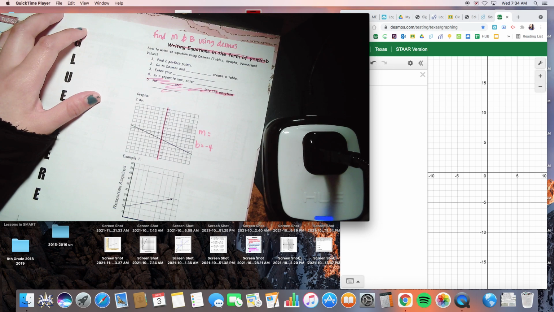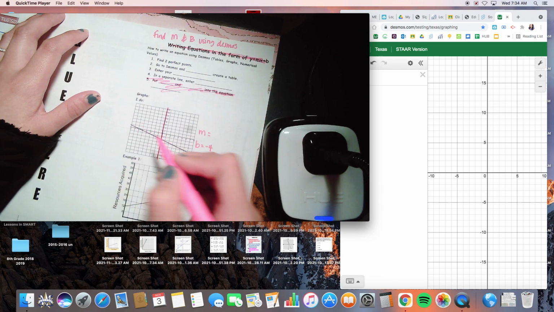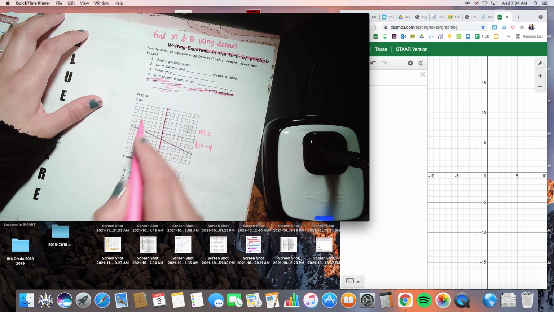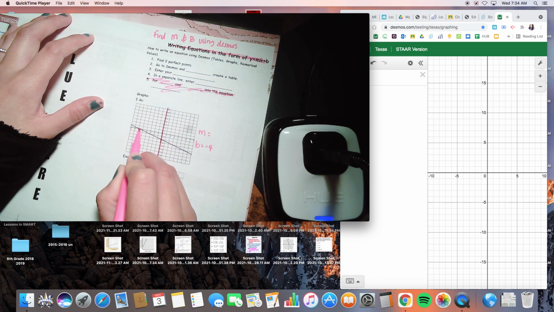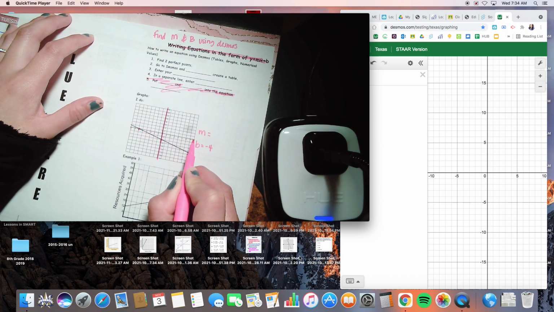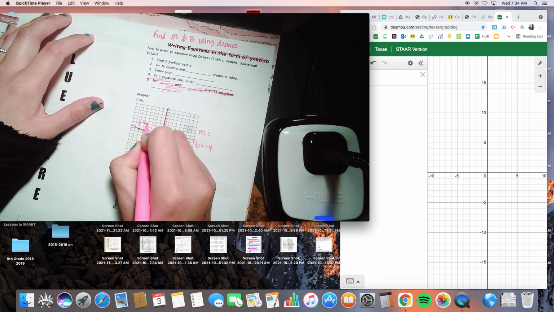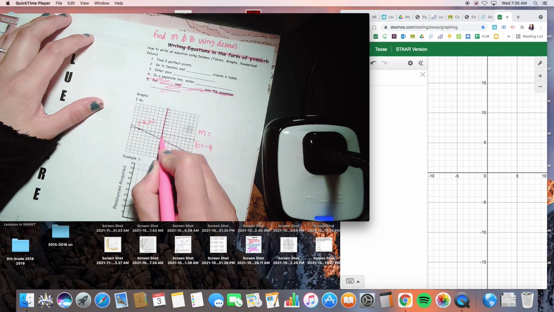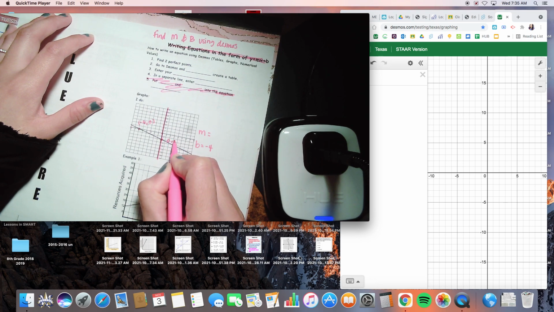Okay, you're going to pick 2 perfect points. So you know me, I like to always pick the points on the axis. So always remember that this line is first. So it's -6, 0. And then here would be 0, -4.